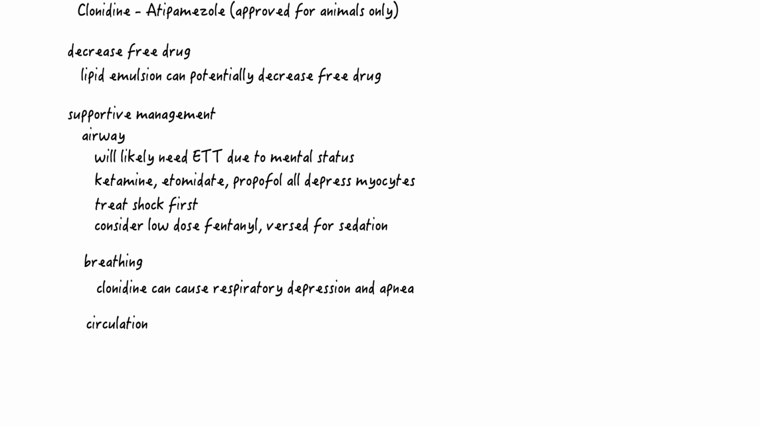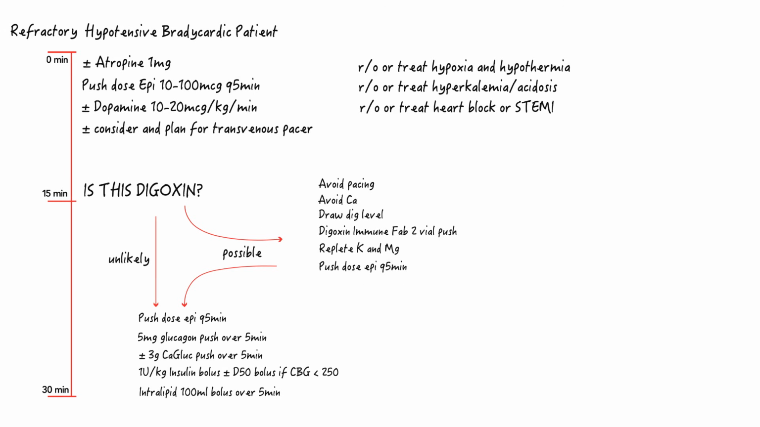For circulation, well, that was the bulk of this talk. But to review, for the hypotensive bradycardic patient, you can give them atropine, push-dose epinephrine, dopamine, and if these therapies don't work, then recognize that you are dealing with the refractory hypotensive bradycardic patient. And the question you need to ask is this digoxin? Because if it is, give them 2 vials of digoxin immune fab. Continue the push-dose epinephrine. You can also give glucagon push, followed by insulin bolus, and lastly, intralipid.